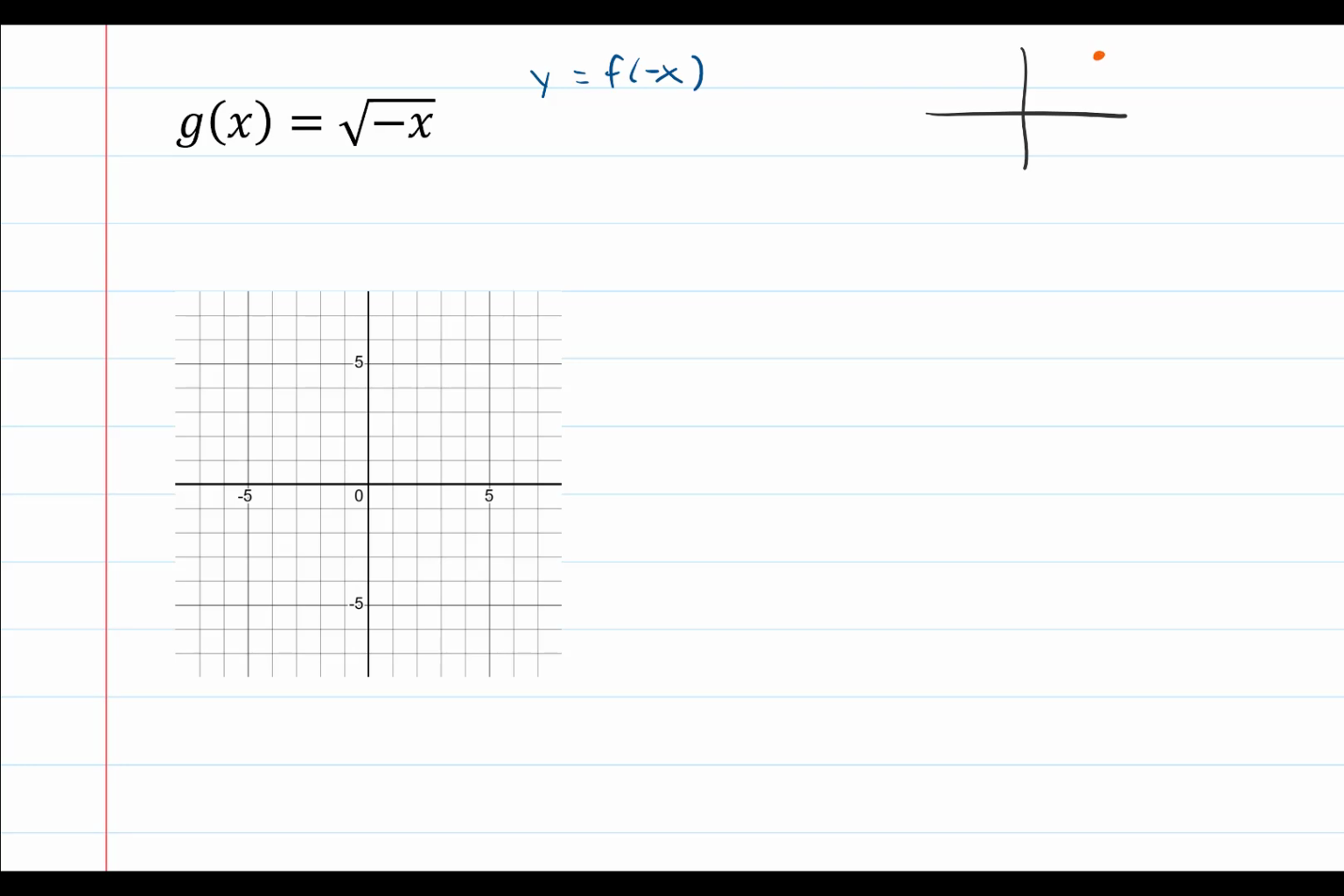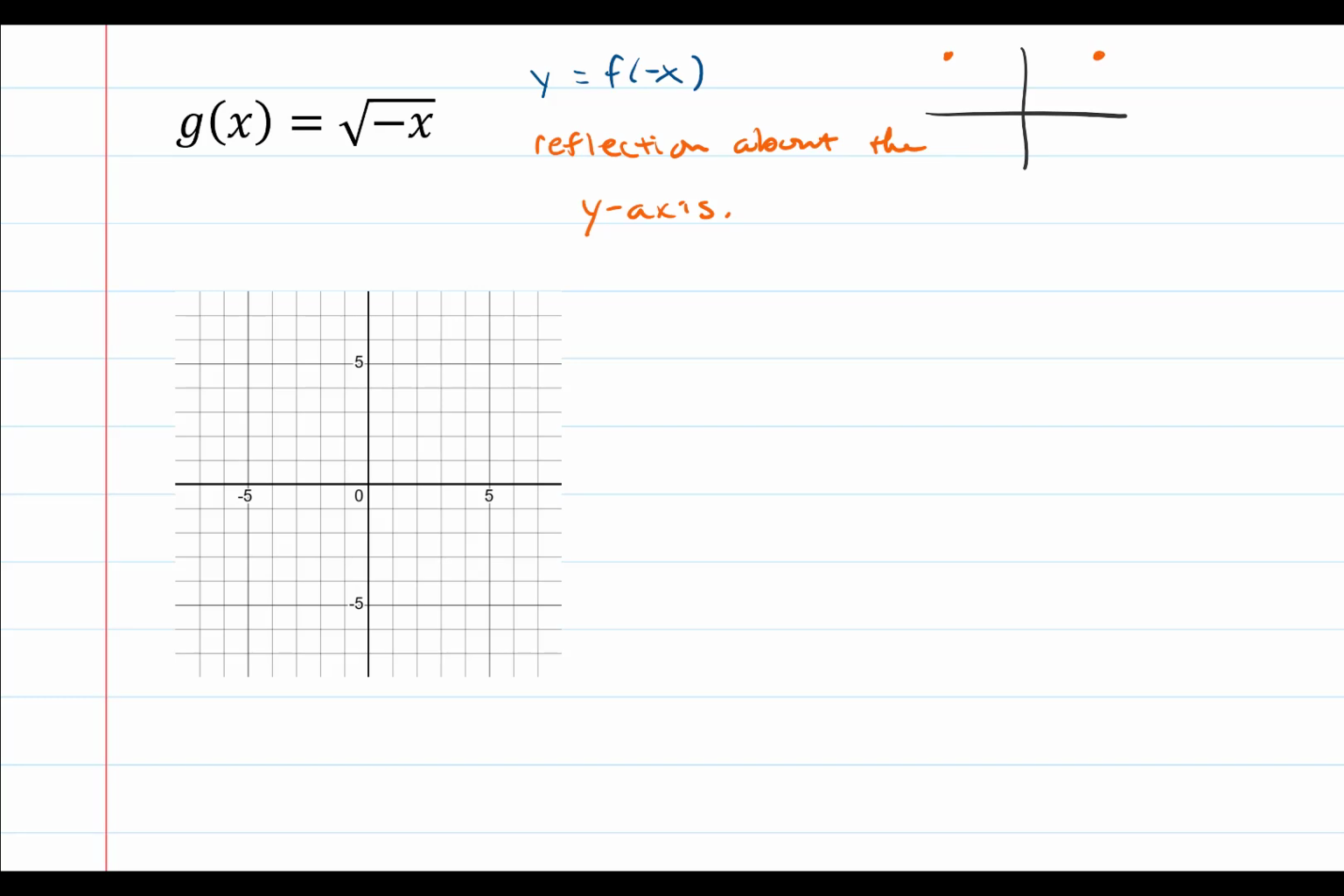where we have a point in quadrant number 1, and then plot the corresponding point with the exact opposite x-coordinate, but the y-coordinate remains the same, and that would be in quadrant number 2. Which means that this notation represents a reflection about the y-axis. So let's go to g of x is equal to the square root of negative x.